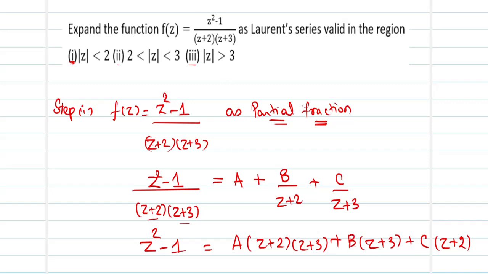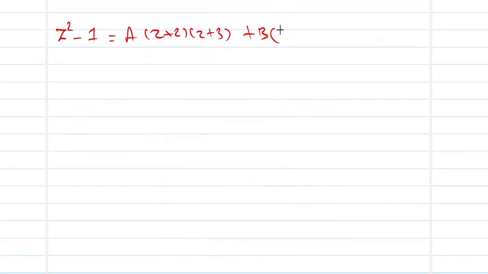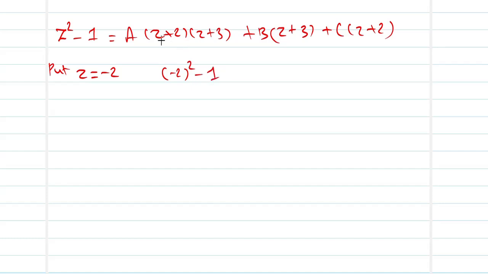So we will quickly move on to the next thing. z square minus 1 is equal to a into z plus 2, z plus 3 plus b into z plus 3, plus c into z plus 2. Now let me substitute z is equal to minus 2, so I will have minus 2 the whole square minus 1. If I put minus 2, this part will vanish, this part will vanish. I will have my b to be equal to minus 2 plus 3. So this is going to be 4 minus 1 is equal to b times of 3 minus 2 is going to be 1. So this gives me b to be equal to 3.